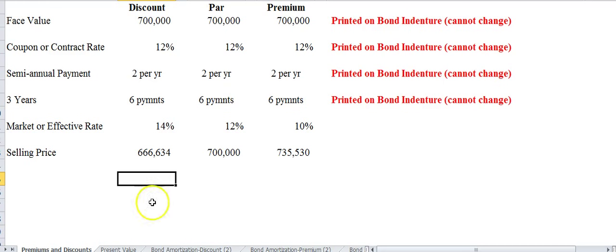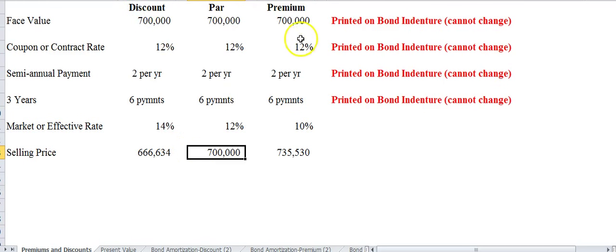So, as you can see, this bond sells at a discount. If you have a face value of $700,000 and the coupon or contract rate is 12% and the market or effective rate is 12%, then the rates are the same. There's absolutely no need to adjust the par value of the bond. You'll receive $700,000 as a corporation. You pay out $700,000 at the end of 3 years, and that's called trading at par. So there will be no discount or premium, and there will be no need to include this portion in your accounting entries, okay?